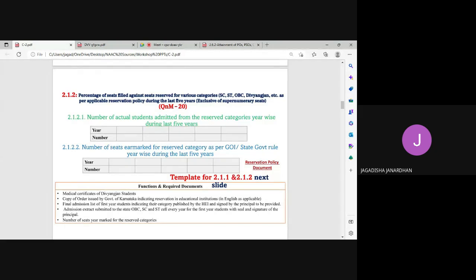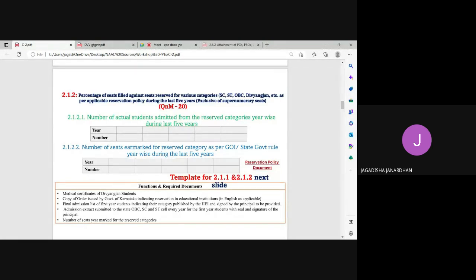The first two questions of Criterion 2 speak about the first year data. What is the sanctioned, and how much you have kept as a reservation among the sanctioned, that has to be provided in the second sub-question. Actual admission should be provided in the first sub-question. So this is about the percentage of seats filled against seats reserved for various categories.